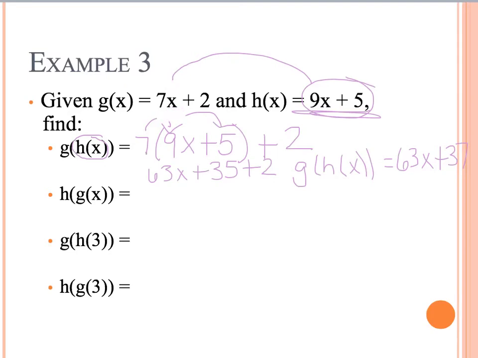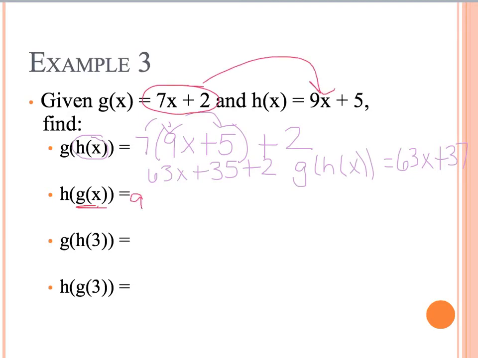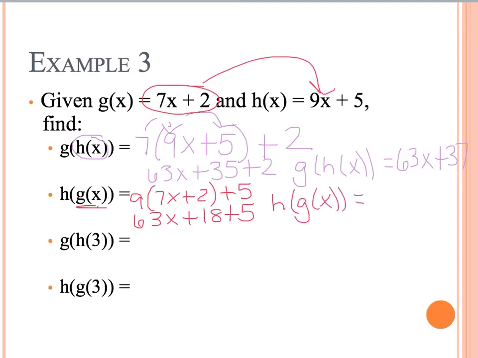This works the other way too. I can take the g of x function and input it into the h of x function. So 9 times 7x plus 2 plus 5. So 9 times 7 is 63x plus 18 plus 5. So h of g of x is equal to 63x plus 23.